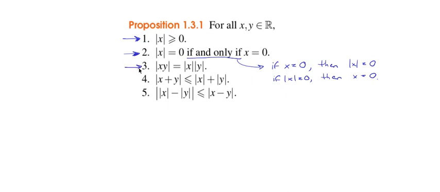The absolute value of the product is the product of the absolute values, and then the absolute value of the sum is smaller or equal than the sum of the absolute values. Okay, these are very easy to check. And then the final property is that the absolute value of the difference of the absolute values is smaller than the absolute value of the difference. Okay, so how do we prove this? Let me prove this one for you.